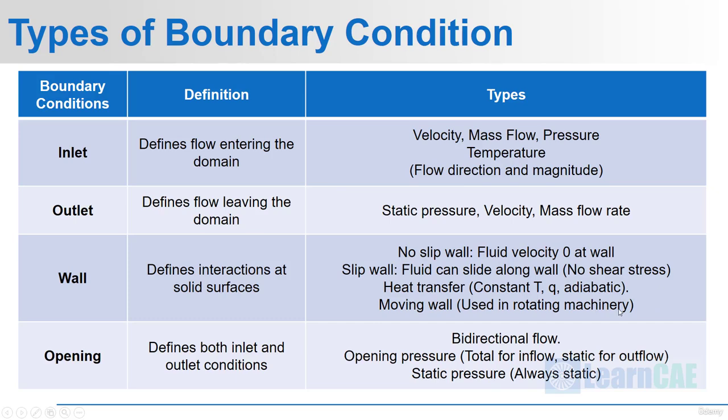Okay. The next one is opening. So it defines both inlet and outlet conditions. Here the flow is bidirectional and you can specify either opening pressure or static pressure condition for opening type boundary conditions. If you are using opening pressure, it represents total pressure for inflow and static for outflow. And if you are choosing static pressure, it is always static. Okay. These are the common boundary conditions used in CFX.